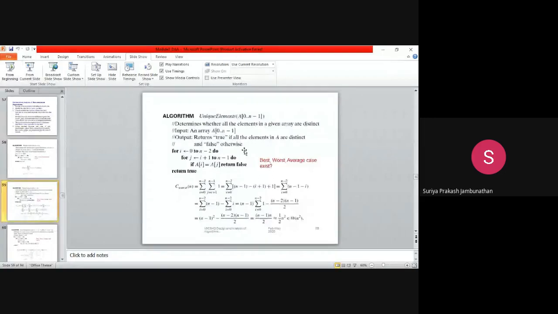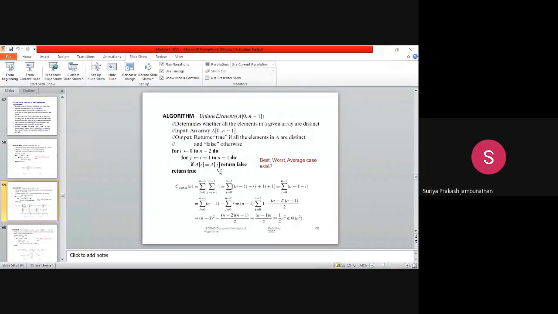So what are we doing here the first time? If A of I is equal to A of J. What is the value in A of I? Can anyone tell me? What is the I value here for the first iteration? Students? 0. Very good. A of 0 is equal to A of J. What is the J value of the first iteration? 1. Very good. A of 0 is equal to A of 1.